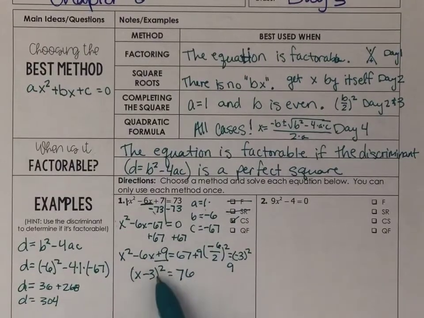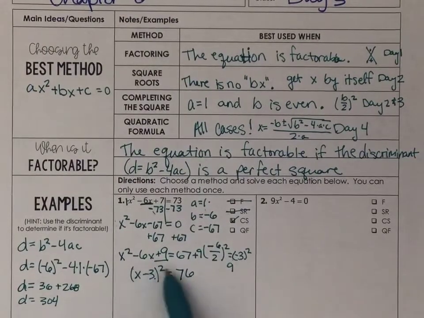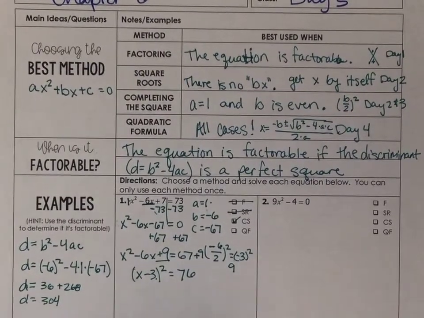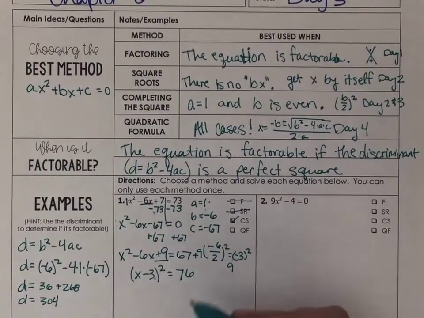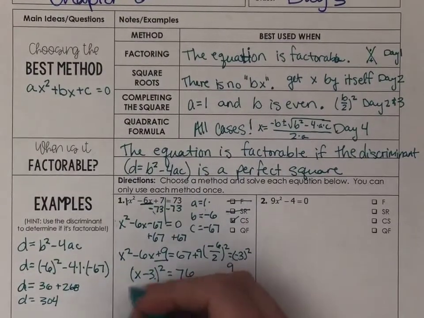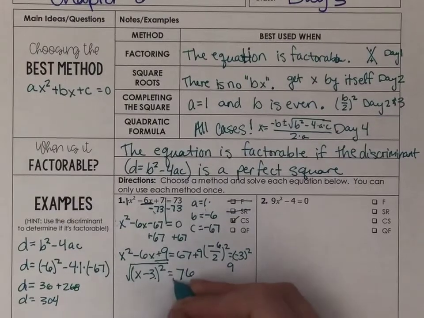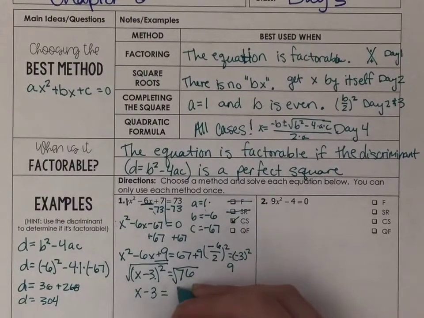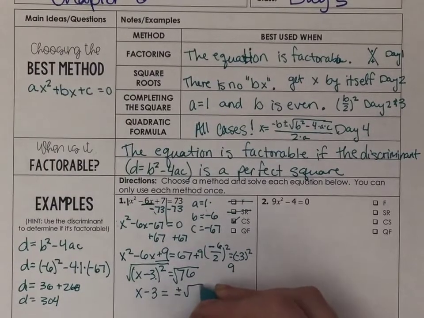So now that I have something squared, I want to get x out of being squared because the whole goal is to get x by itself, no matter which problem we're doing. It just depends on how the steps go to get it by itself. And since I have x in these parentheses squared, I'm going to take the square root of both sides. So I'll have x minus 3 equals plus or minus the square root of 76.